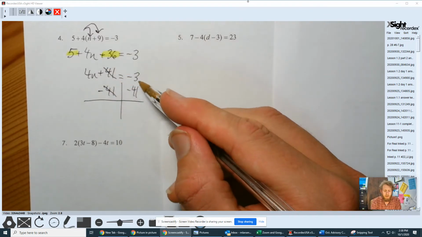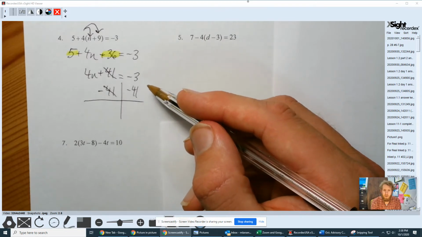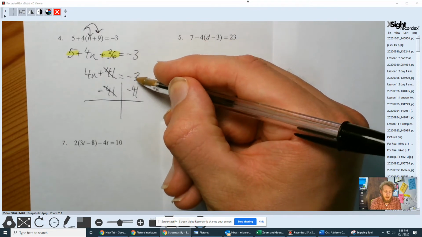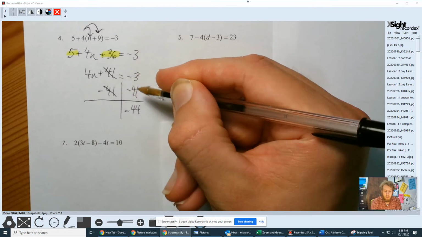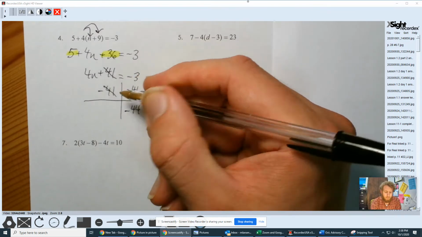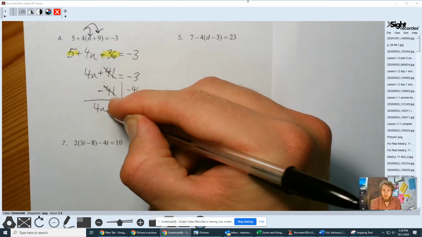But negative 3 gets combined with negative 41. I can think of those as being added because they're both negative. When I add those together, I end up with the number negative 44 because 41 plus 3 is 44, and they're both negative numbers. So I use a negative number here. That leaves me with 4 times n on the left side still.